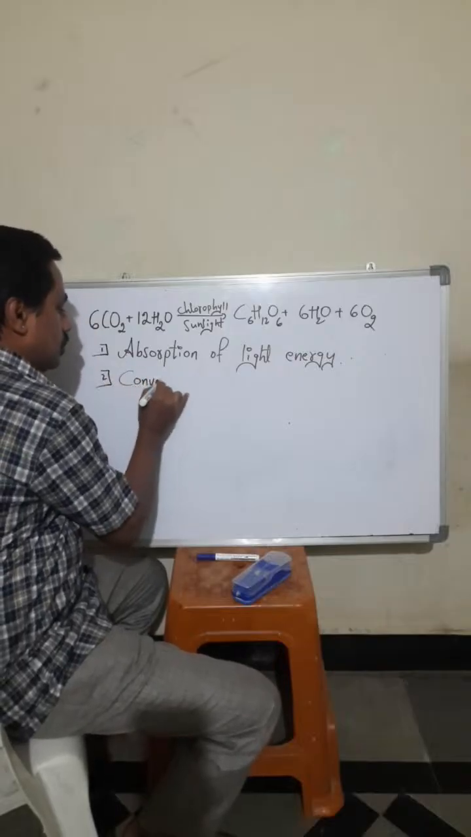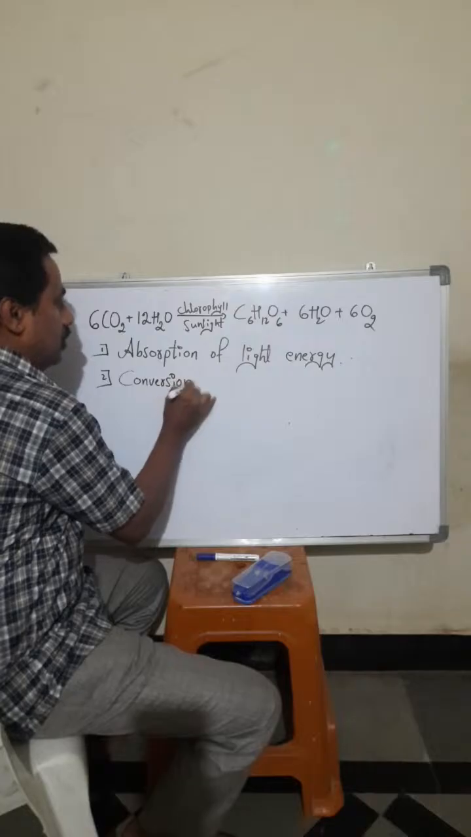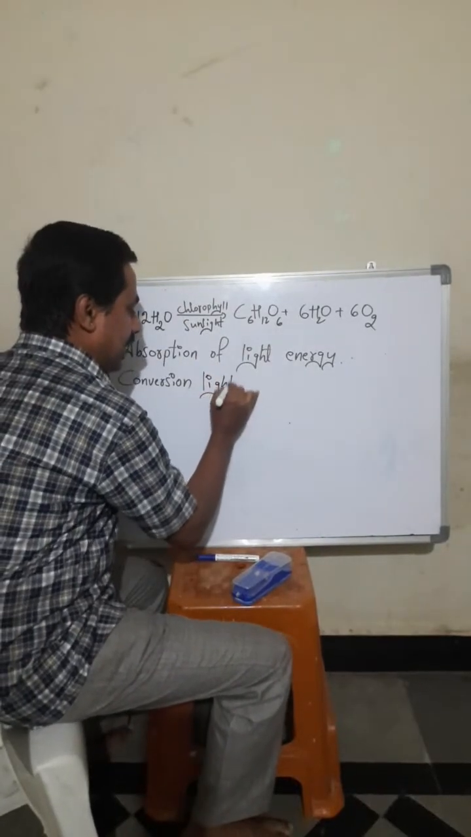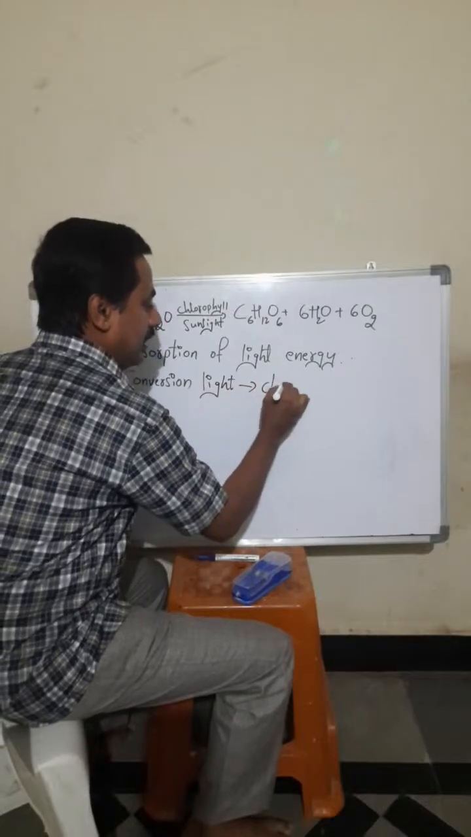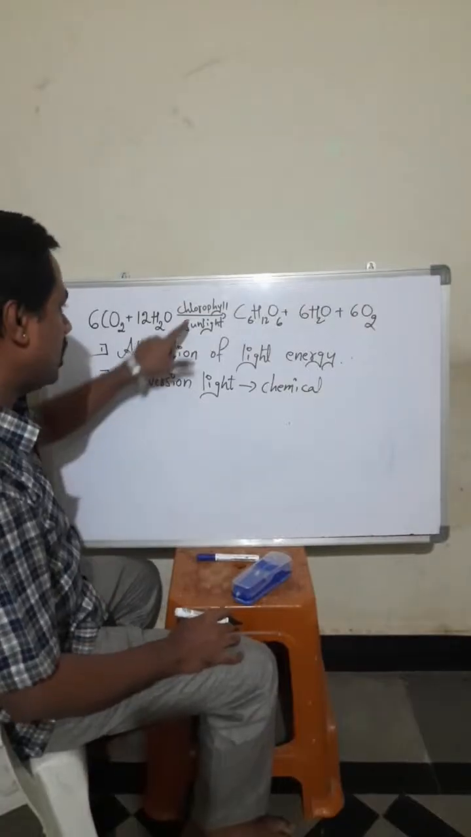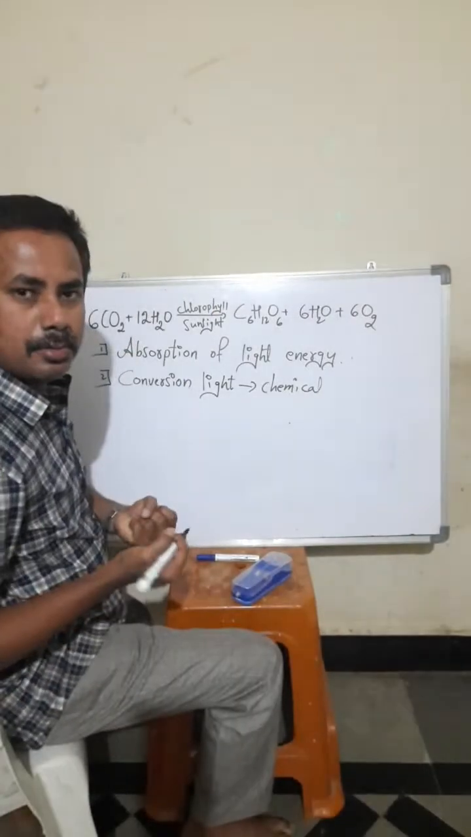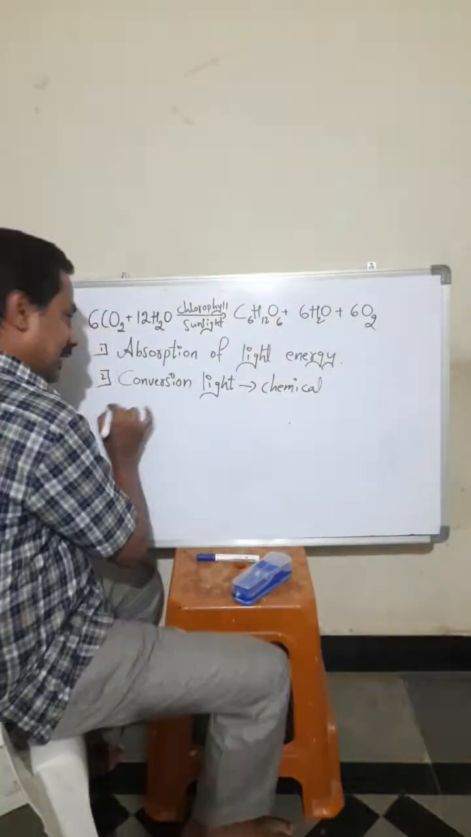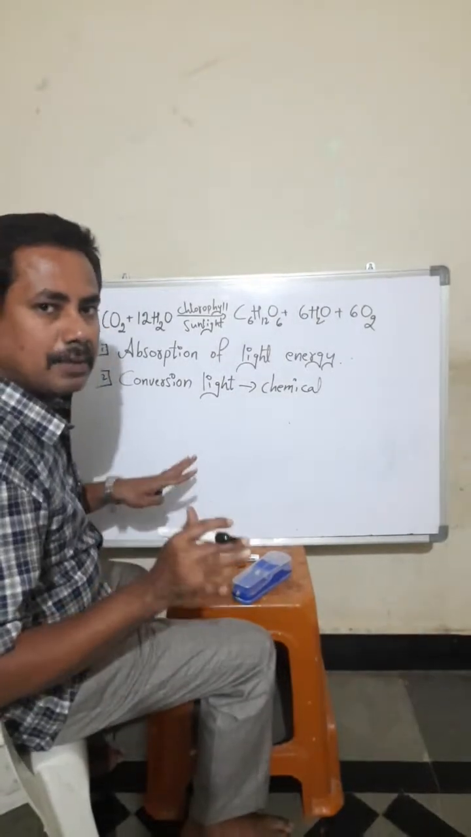conversion of light energy into chemical energy. This is the second event, students. Conversion of the light energy that is absorbed, it will be converted into chemical energy by plants. And continue, still the second event is not completed.